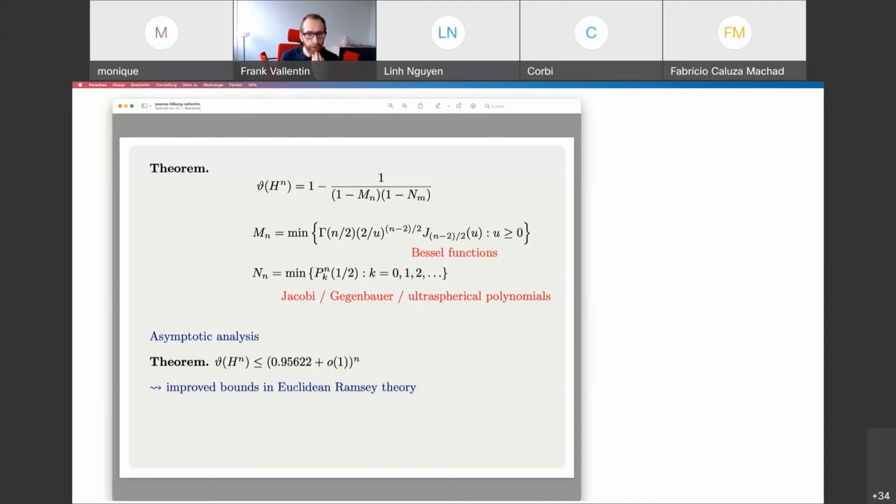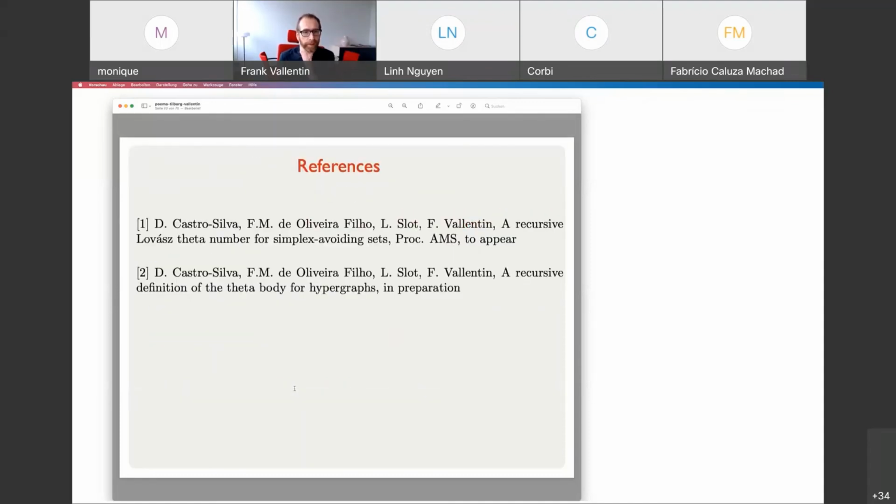Good. So if you want to see the details, I give you 2 references. So there's one paper where we discuss the Lovász theta number for simplex avoiding sets. So this is already out and is to appear. And the other one about the theta number, the theta body is in preparation. And with this, I want to end. Thanks for listening.